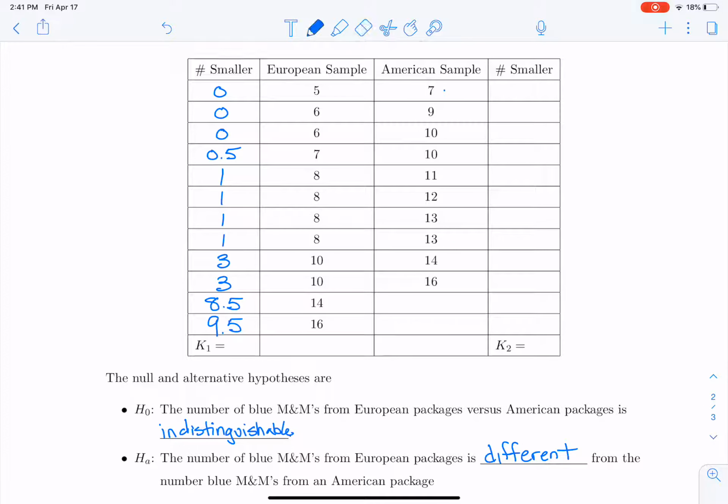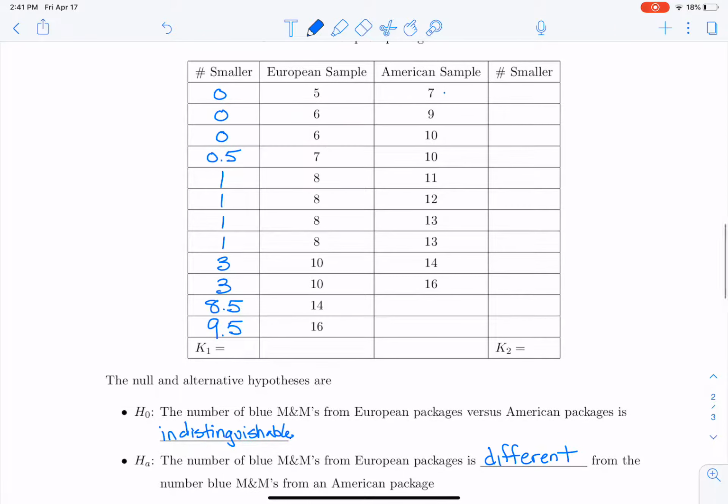I'm now going to add this column, and the sum of the numbers in this column is 28.5, and I'll give that a name. I'll call it K1.